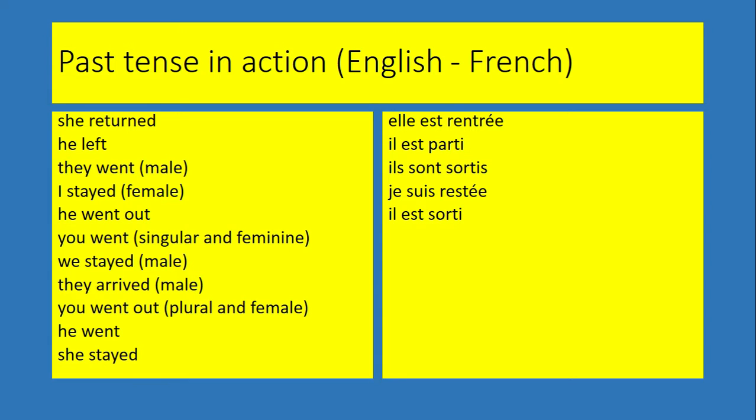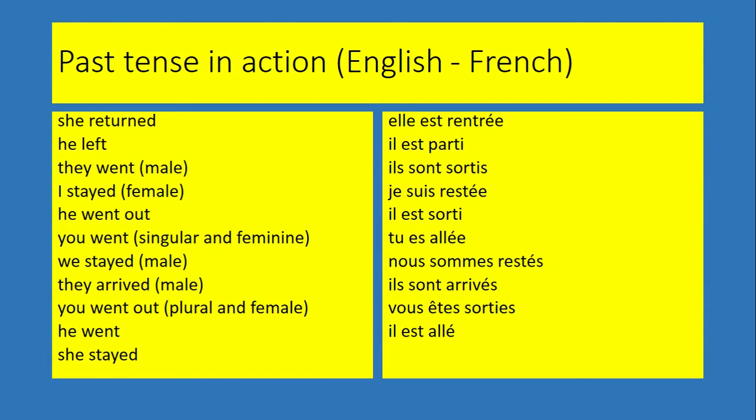He went out, il est sorti. You went, singular and feminine. Tu es allé with an extra E because it's a feminine you. We stayed, nous sommes restés. They arrived, ils sont arrivés. Those last 2 with an extra S because it's plural. You went out, vous êtes sortis, so the participle of sortir is sorti, ending in an I, but we're adding an E because it's feminine, and we're adding an S because I said that it's a plural you. He went, il est allé, and she stayed, elle est restée, adding that E because the subject is feminine.